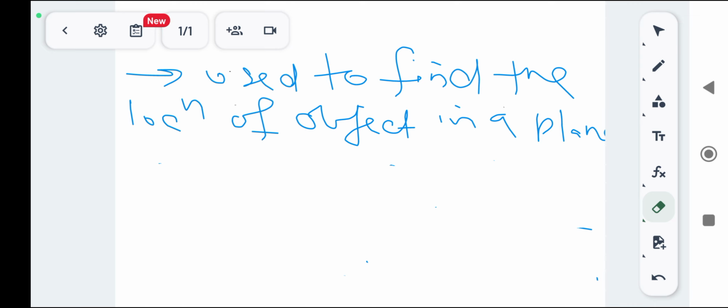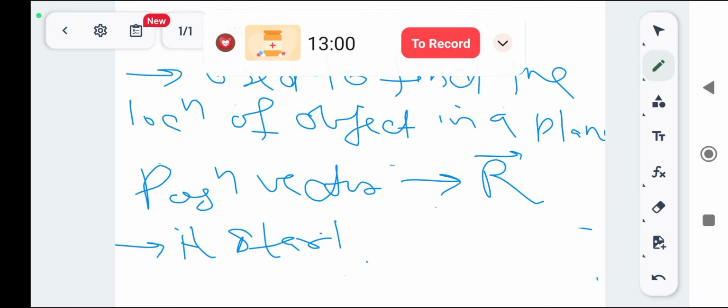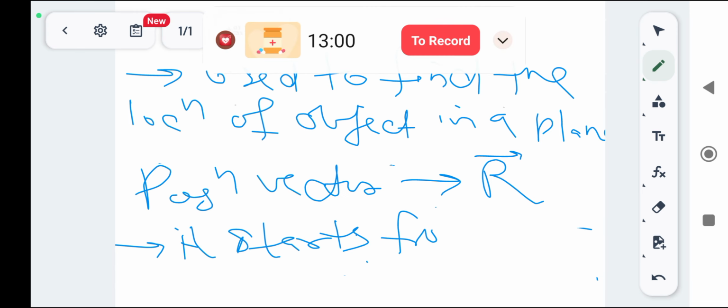The position vector is represented as capital R. It starts from the origin.